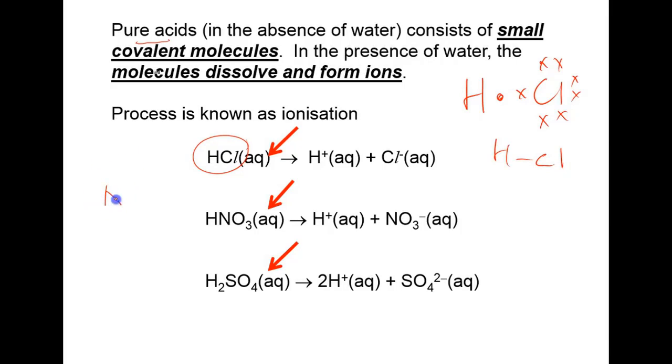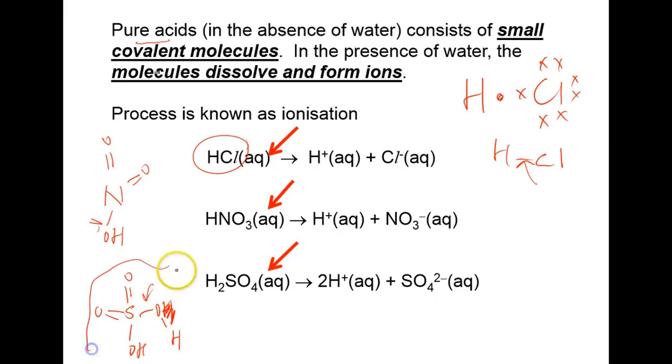HNO3 is a bit more complicated. It's something like this. And H2SO4 is a bit more complicated. It is something like this. Notice that in all these three molecules, they are all covalent molecules, and they all have covalent bonds. The covalent bonds bind the H to the oxygen atom here, or bind it to the chlorine atom here. So the H cannot be released. It is just a simple molecule by itself.